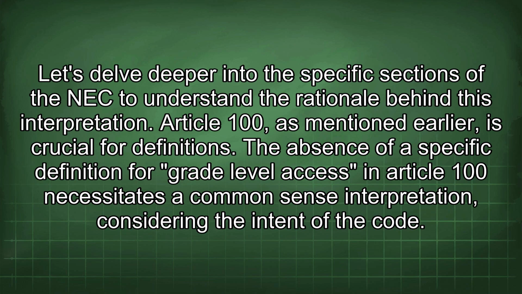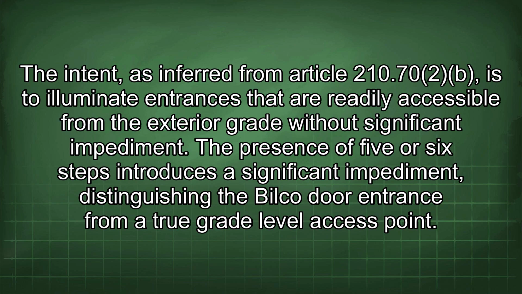Article 100, as mentioned earlier, is crucial for definitions. The absence of a specific definition for grade level access in Article 100 necessitates a common sense interpretation, considering the intent of the code. The intent, as inferred from Article 210.70, is to illuminate entrances that are readily accessible from the exterior grade without significant impediment. The presence of 5 or 6 steps introduces a significant impediment, distinguishing the Bilco door entrance from a true grade level access point.